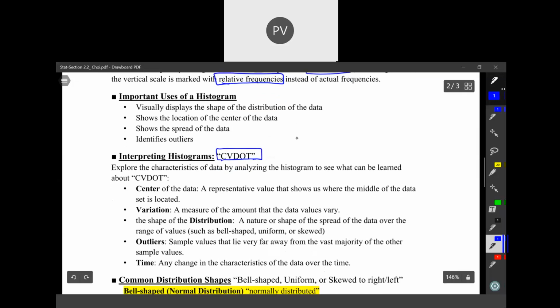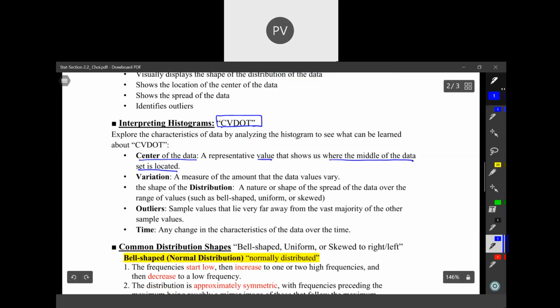What is center of data? A center of data is a value which shows where the middle of the data set is located. Okay, that is called the center of the data. What is variation? Variation will measure the amount that the data values vary.